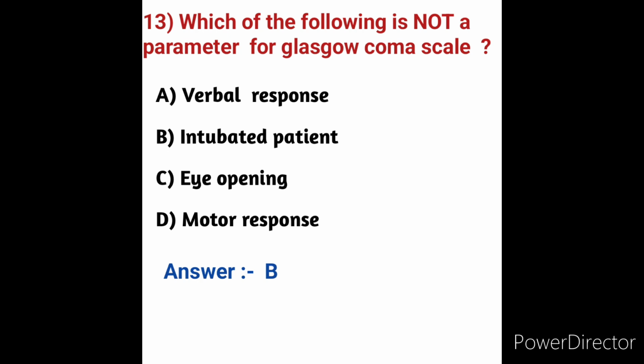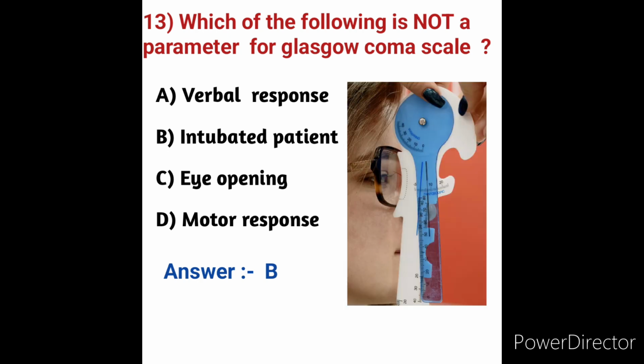Here we can see the Glasgow Coma Scale in this picture. Additionally, I will explain the intubated patient. If the patient is intubated or other factors interfere so the patient is not able to communicate verbally, we can't use the Glasgow Coma Scale for assessing the patient's condition. So if the patient is intubated and not conscious, we have to avoid the Glasgow Coma Scale assessment. You have to write NT, meaning not testable. So option B is the exception in the Glasgow Coma Scale parameters.